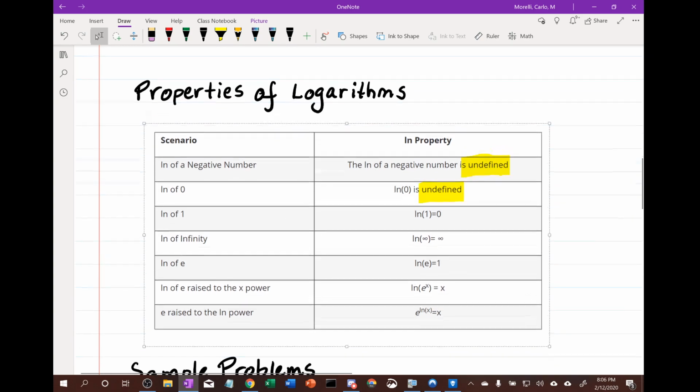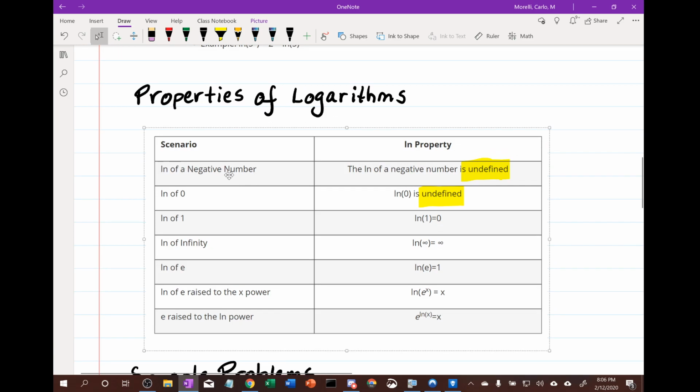So let's see here. The natural logarithm of a negative number is undefined. The natural logarithm of 0 is also undefined. The natural log of 1 is 0. The log of infinity is infinity. The log of e is 1. The log of e raised to the x power is x. E raised to the ln x power is x.